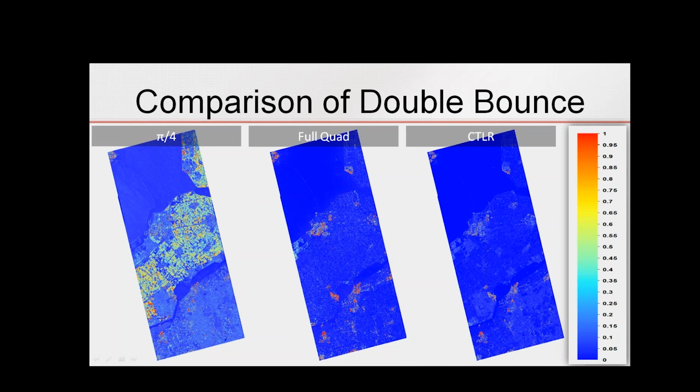Now the last decomposition parameter I'm going to present is double bounce. Looking at the pi/4 scene, we can immediately determine that the double bounce is overestimated right here, and that the CTLR scene is much closer to the full quad. However, in the CTLR scene, we can still spot some areas where double bounce is either overestimated, such as this forested area right here, or underestimated in built-up urban areas.